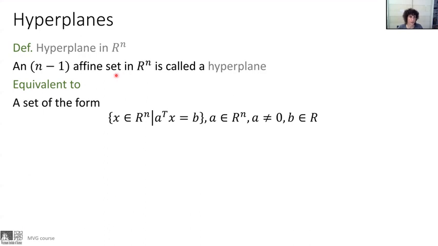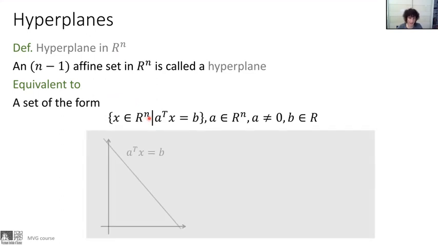And I'm going to say what a hyperplane is. A hyperplane is an affine set of dimension n minus 1 in Rn. It's equivalent to say that I have a set of the form: the inner product between a and x equals b. All the x's that obey it are in this set, and this is the hyperplane. I'm sure you're familiar with this.